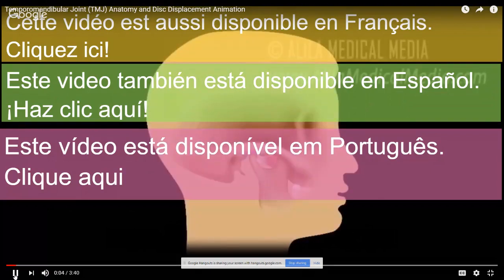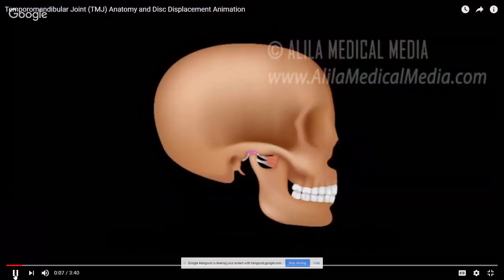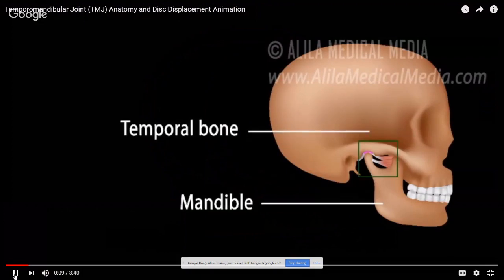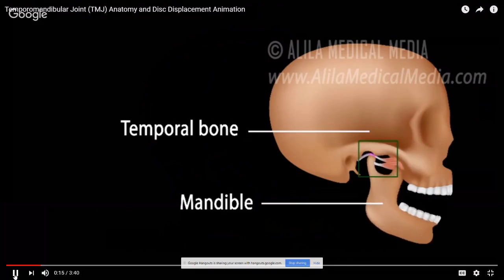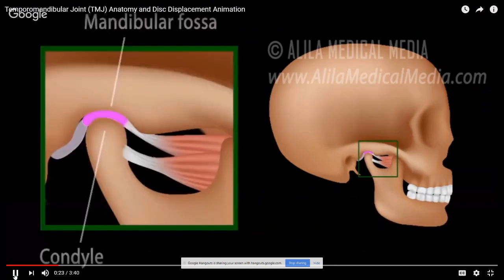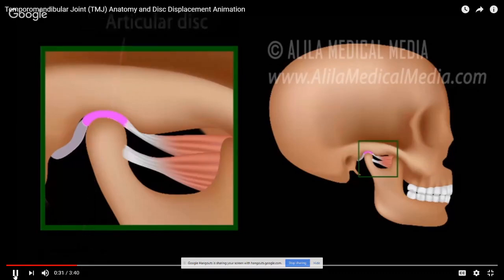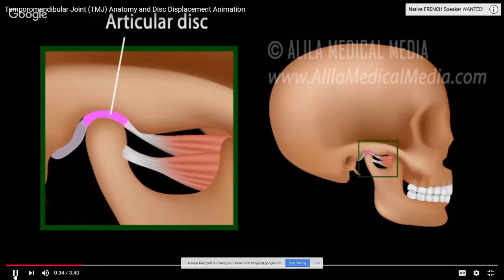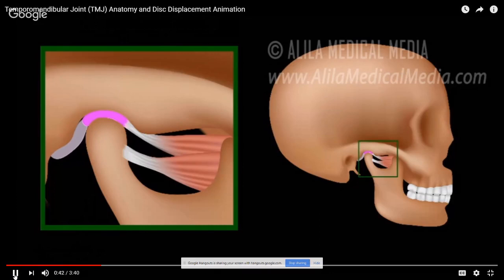The temporomandibular joint, the TMJ, is the joint between the lower jawbone, the mandible, and the temporal bone of the skull. The TMJ is responsible for jaw movement and is the most used joint in the body. The TMJ is essentially the articulation between the condyle of the mandible and the mandibular fossa, a socket in the temporal bone. The unique feature of the TMJ is the articular disc, a flexible and elastic cartilage that serves as a cushion between the two bone surfaces.